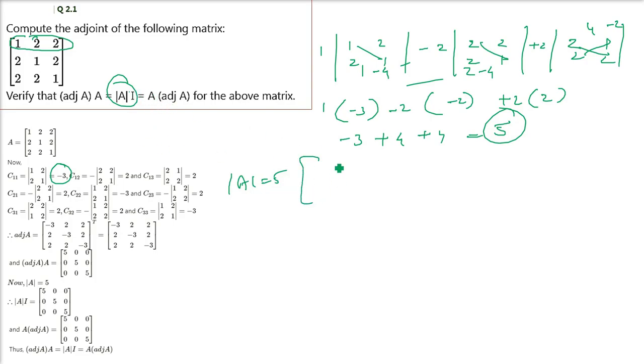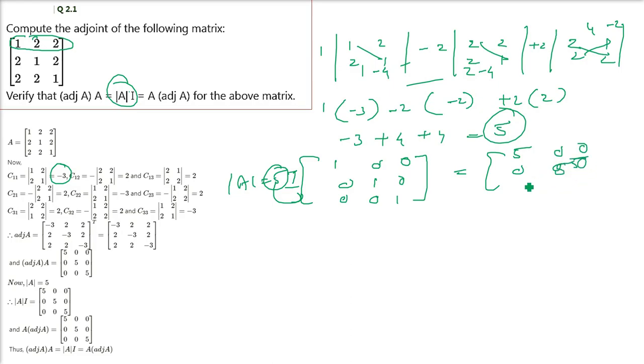Now multiply it with the identity matrix. What is the identity matrix? The 3 by 3 identity matrix: 1 0 0, 0 1 0, 0 0 1. So this is 5 into I, which is the multiplication of 5 with this identity matrix. It is going to give you 5 0 0, 0 5 0 and 0 0 5, which is equal to what we just got when we multiplied adjoint A into A. A into adjoint A, I hope you'll be able to do.